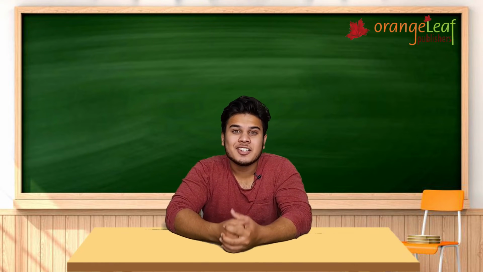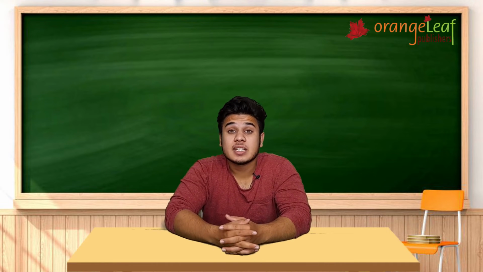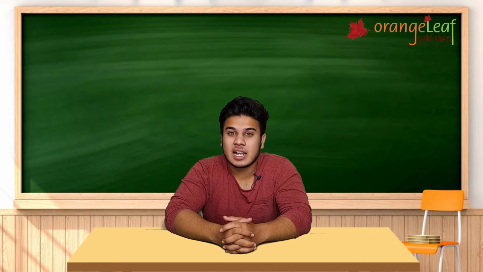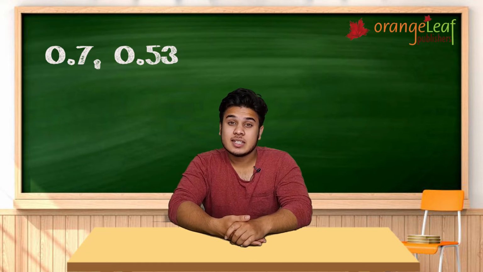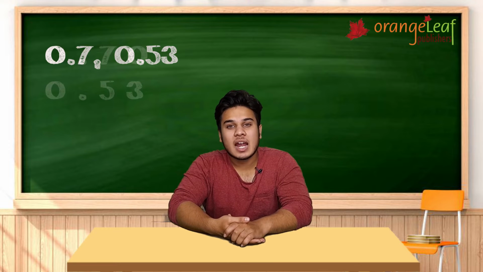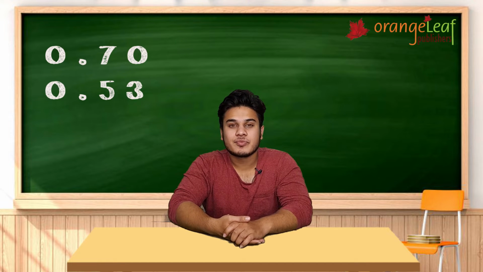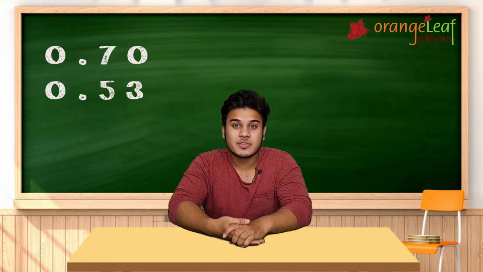Here is an exercise to test it out. Let's make the following numbers like decimal numbers from unlike decimal numbers. I'll help you with the first one. So we have 0.7 and 0.53. To make them like numbers, we add a 0 after 7. That makes it 0.70 and 0.53.